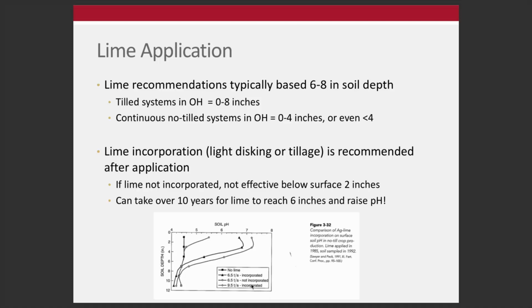So let's think about lime, and we're going to talk more about the concepts in this lecture and then go into some of the specifics in the next one. Lime applications are typically based on a 6 to 8 inch soil depth. Tilled systems in Ohio have been classified on somewhere between 0 to 6 to 0 to 8 inches. For continuous no-till systems, sometimes an individual crop consultant might make recommendations, not on a state basis, based on a 0 to 4 inch depth. So 4 inches can be sampled in continuous no-till systems.